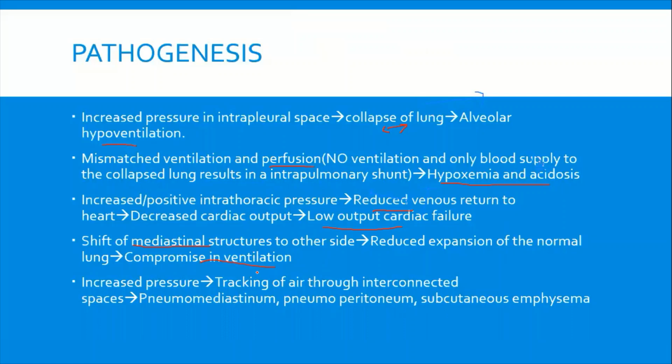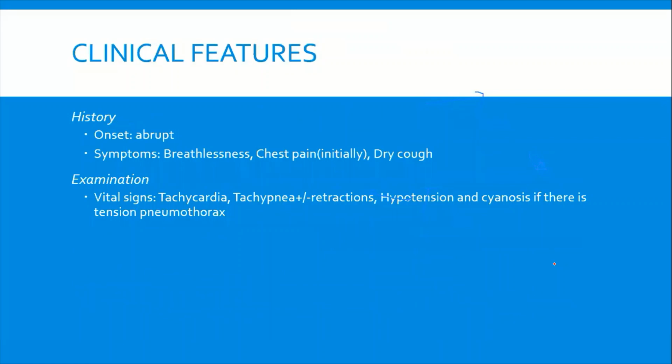Okay. This increased pressure can also track through air spaces. All the air spaces are interconnected with each other. So if it goes into the mediastinum, it will cause a pneumomediastinum. If it goes down, it causes a pneumoperitoneum. If it goes sideways into the skin, it causes subcutaneous emphysema. So these are all the things that you need to remember in managing and also in writing in your paper the pathogenesis. What happens to the affected lung? What happens to the ventilation and perfusion in the affected lung? What happens to the opposite lung? What happens to things coming from down to up, that is venous return? And what can happen if the air tracks sideways? How will the child present?